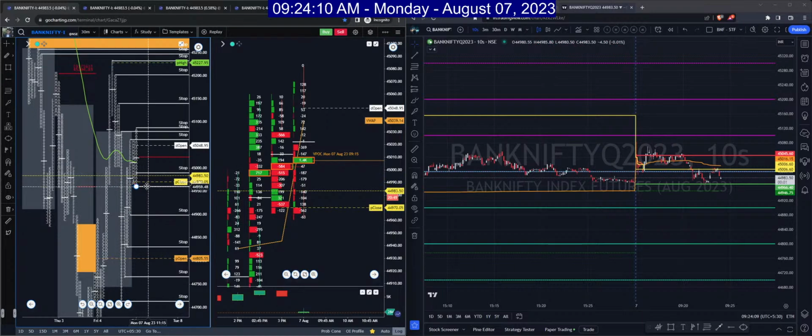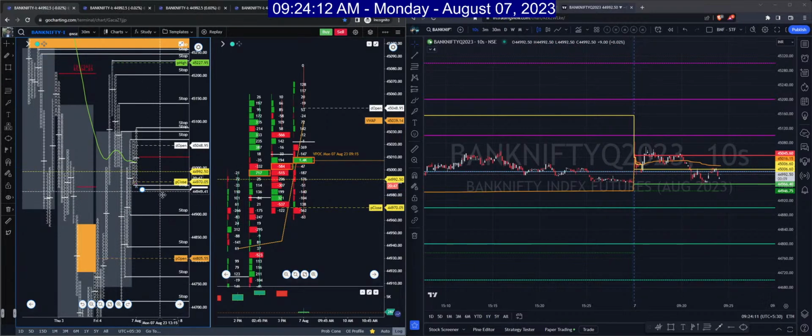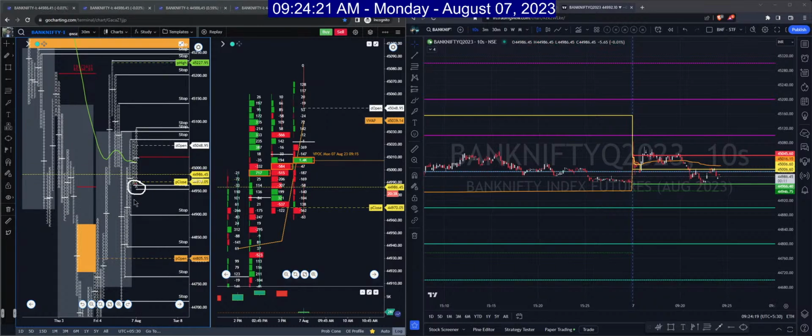Okay, so this is one. Let me just add this level. Yep, so what is happening is supply, so these are the stop loss levels. This is where supply is shutting off. This is where supply is coming in.